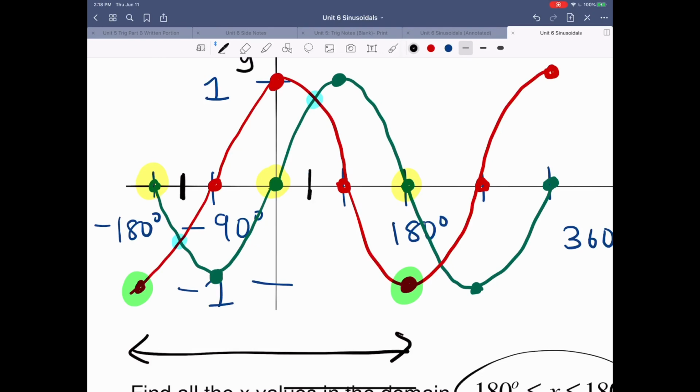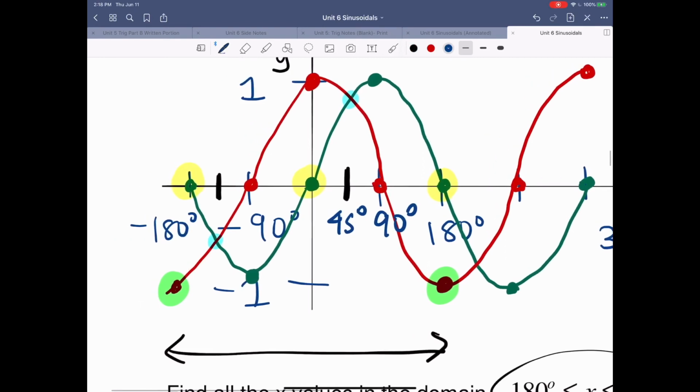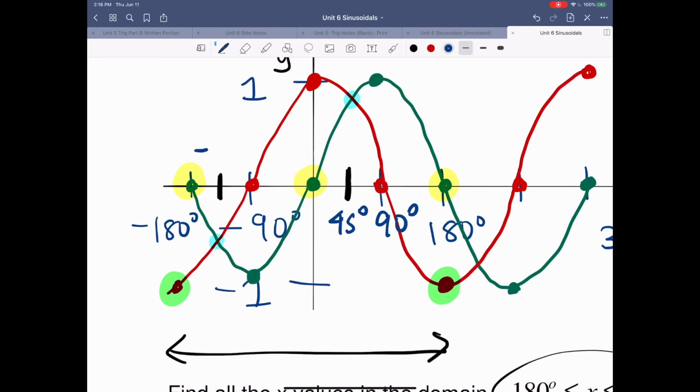It was basically the middle value of the in-between. See how this was 90 degrees, so in-between is 45 degrees. And then this was negative 180 plus 90, which is 270. 270 divided by 2 is negative 135 degrees.